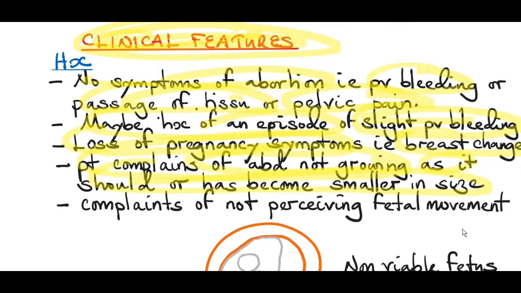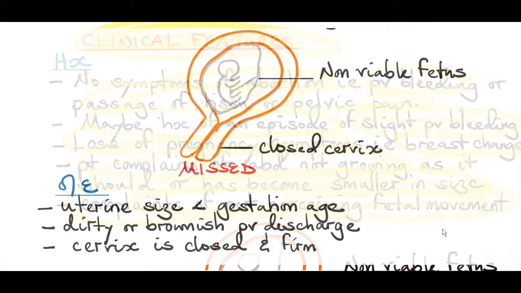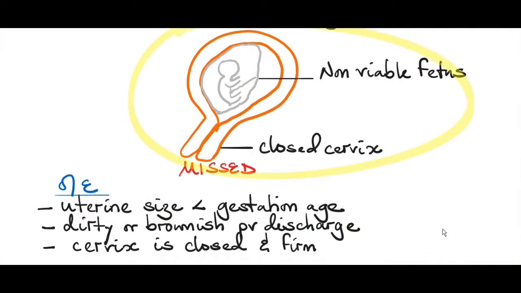So if the pregnancy was more than 12 weeks gestational age, let's say 16 weeks, the patient would have noticed that the abdomen is reducing in size and it's not growing as it should. And she also complains of not perceiving fetal movement. As you can see in the diagram here, you have a non-viable fetus inside the uterus that starts to degenerate, and you also have a closed cervix. So these are some of the features of a missed miscarriage.